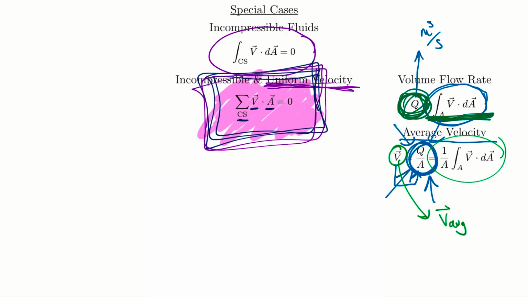And you can see the integration has already been done for us, right? It's already been taken care of. So in questions, if you have the volumetric flow rate, just divide by the area, you have an average velocity, and then use this expression right here.